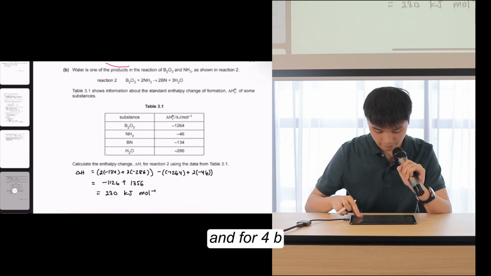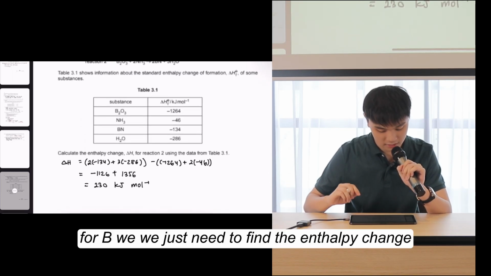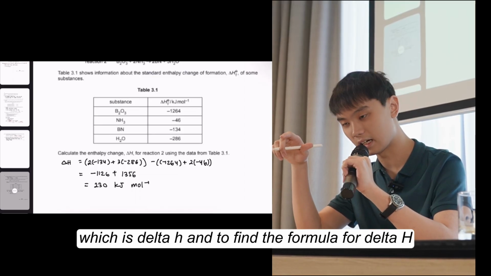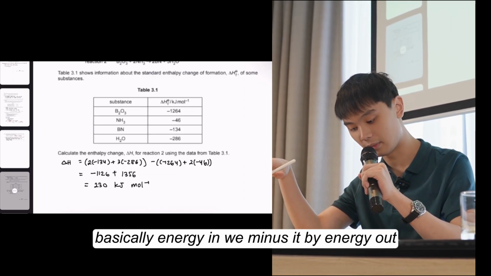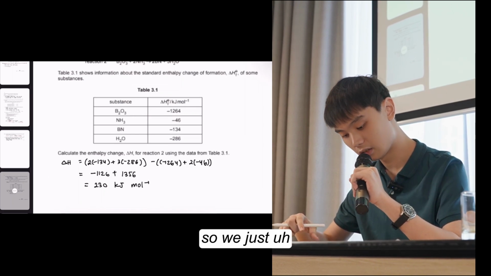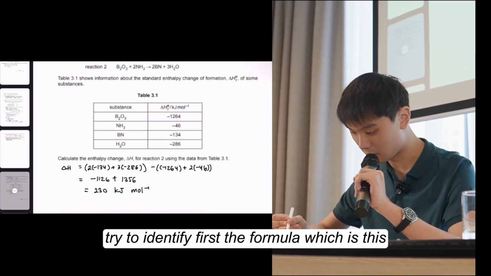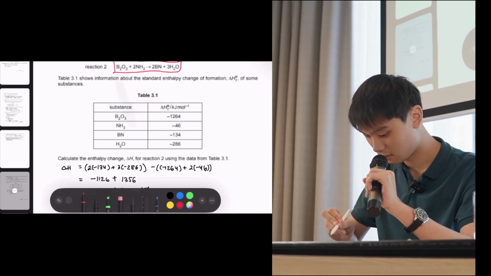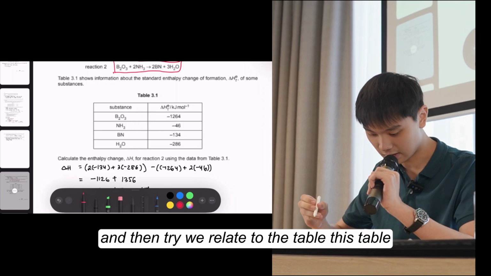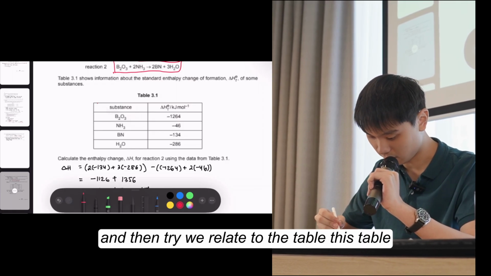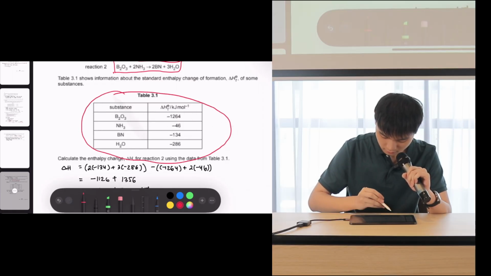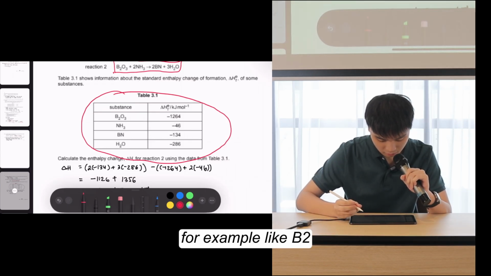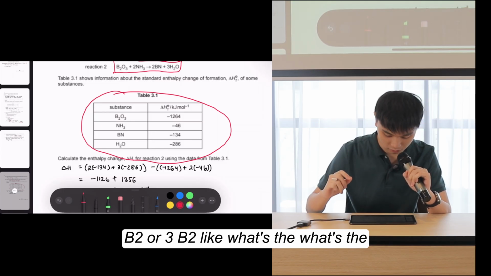And for 4B, we just need to find the enthalpy change, which is delta H, and to find the formula for delta H, basically energy in, we minus it by energy out. So we just try to identify the formula first, which is this, and then we relate to the table, this table, and then we try to separate first. For example, like B2O3.